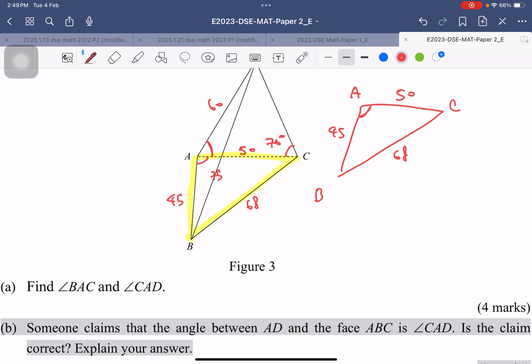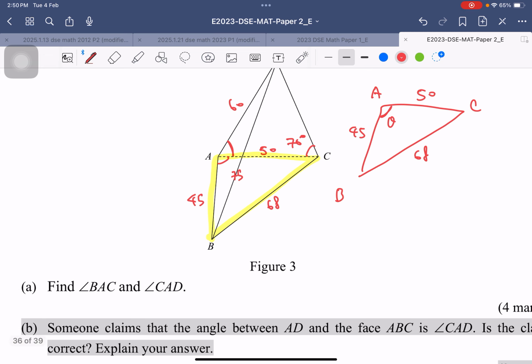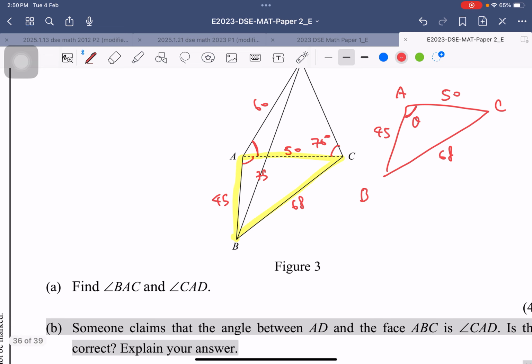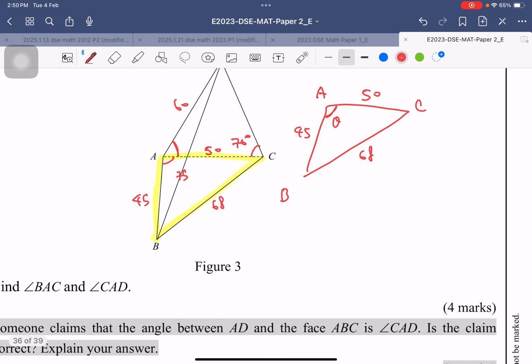Cosine law. Yes, cosine law. You have three sides, so you need to use the cosine law, and this is the theta you want to find. So 68 is our longer side. We can say 68 squared is equal to 45 squared plus 50 squared minus 2 times 45 times 50 cosine theta. And then use your calculator to find out what theta is equal to.